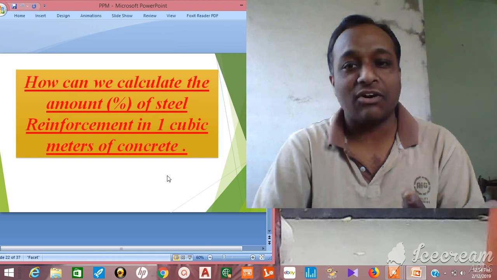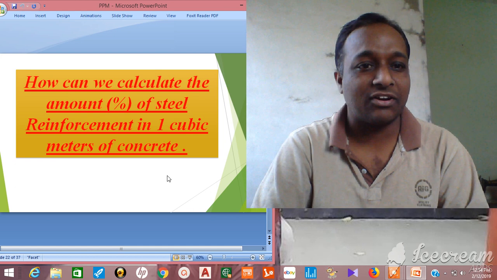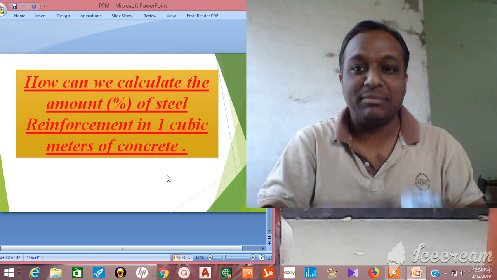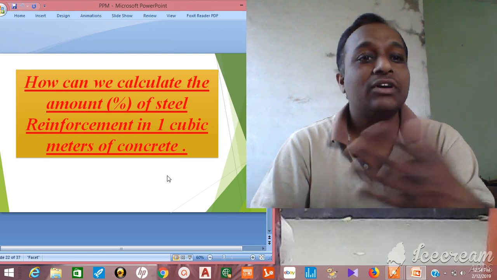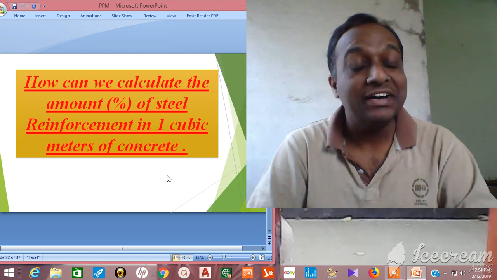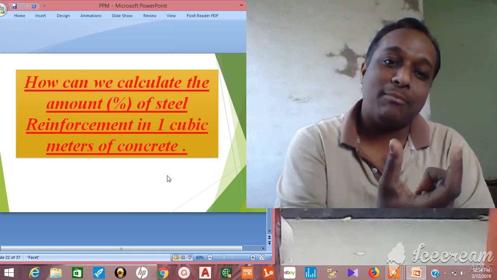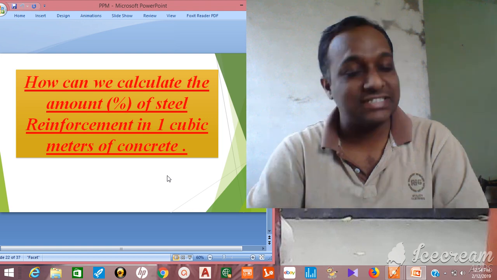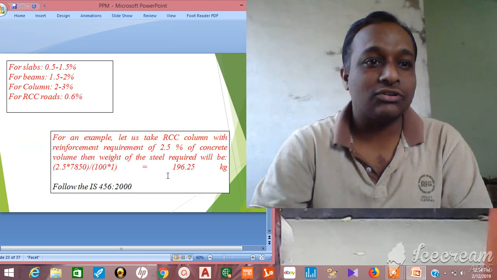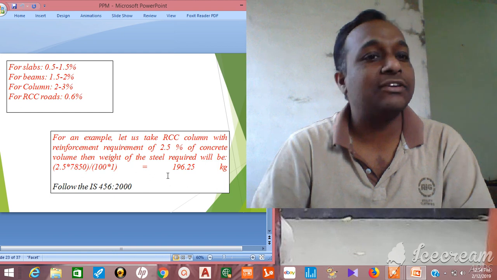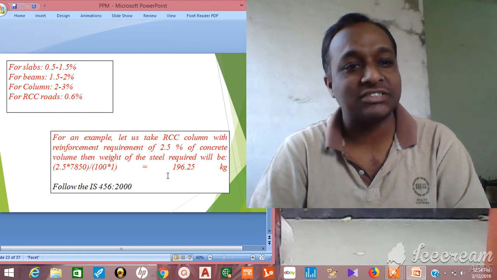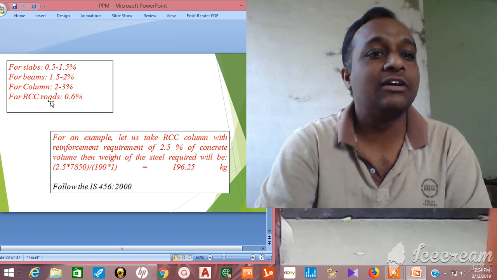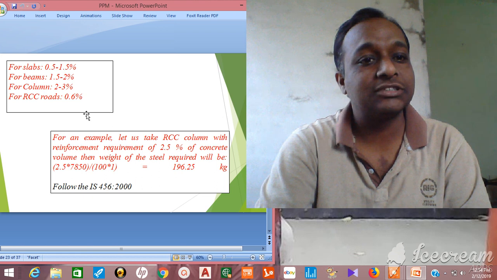So it may be for different building elements, it may be for your foundation, your column, your beam, your slab. So here is the percentage of reinforcement based on the amount of concrete. This is the design guide, we can say. So first, for slab we can use directly 0.5 to 1.5%, for beam 1.5 to 2%, for column 2 to 3%, for RCC roads it is 0.6%.